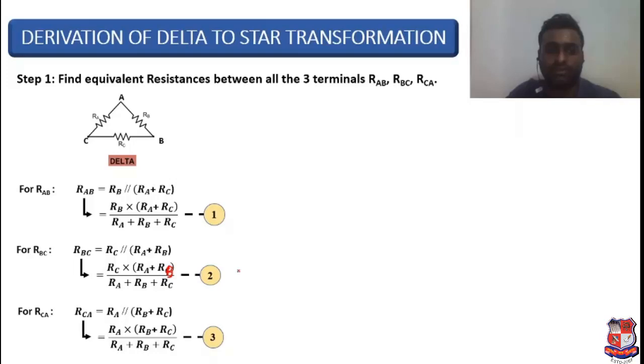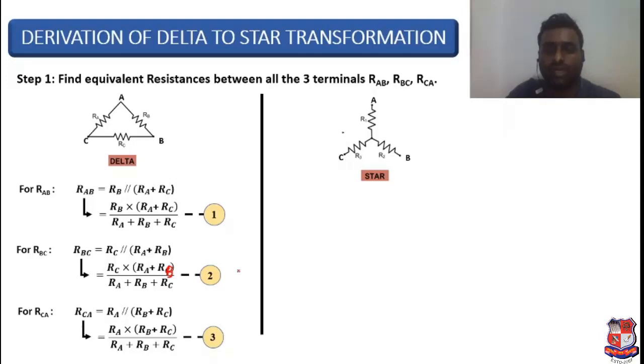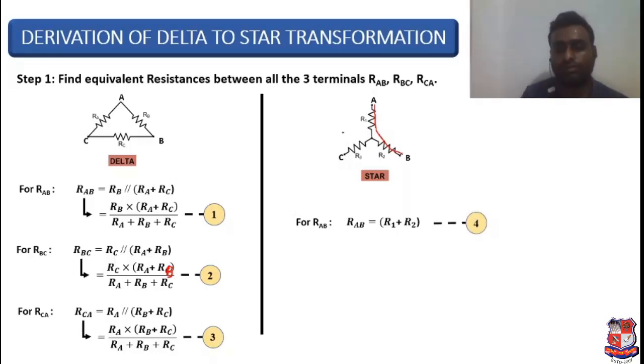You have to find the equivalent resistance between all the terminals for the delta connected circuit. Similarly, you have to also find the equivalent resistance between the terminals AB, BC and CA for the star connected circuit. So what will be the RAB? RAB will be R1 plus R2. This will give us equation number 4.